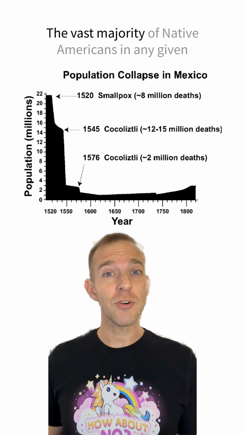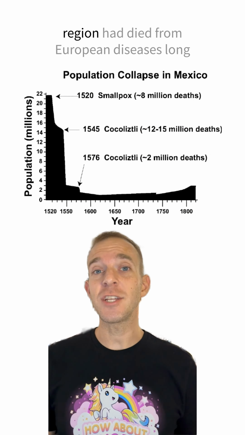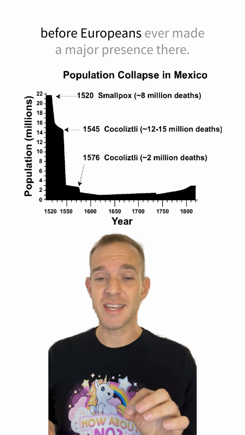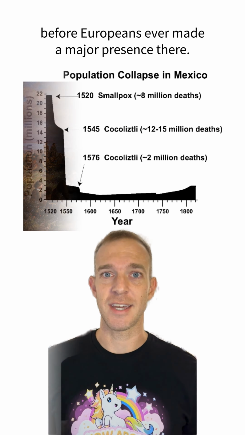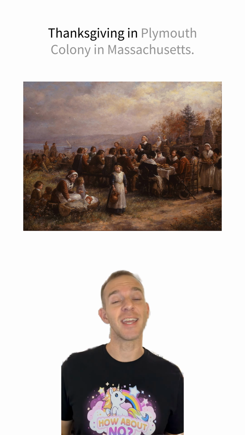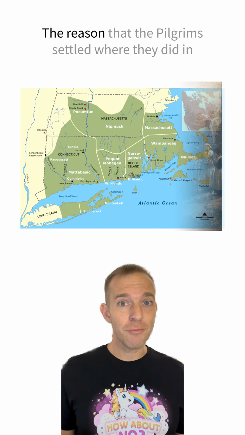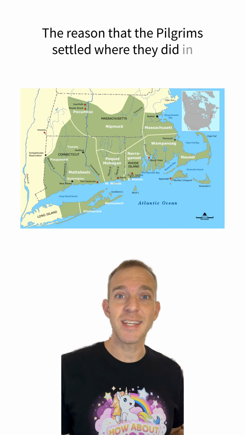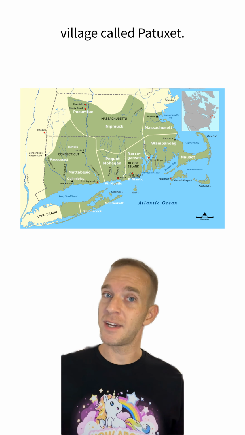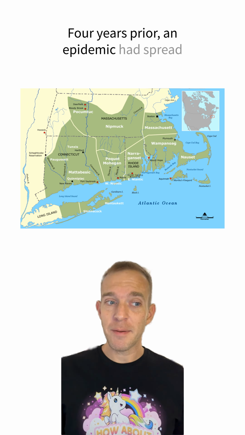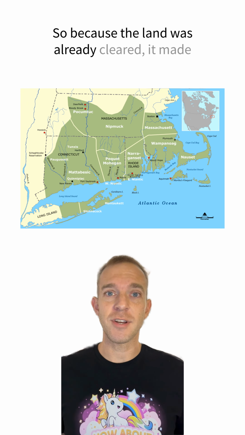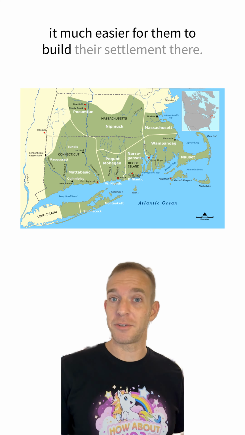The vast majority of Native Americans in any given region had died from European diseases long before Europeans ever made a major presence there. And one really good example of that is the story of the first Thanksgiving in Plymouth Colony in Massachusetts. The reason that the Pilgrims settled where they did in Massachusetts is because they found an abandoned village called Patuxet. 4 years prior, an epidemic had spread through the village and killed pretty much everyone. So because the land was already cleared, it made it much easier for them to build their settlement there.